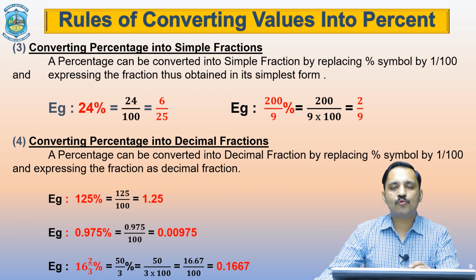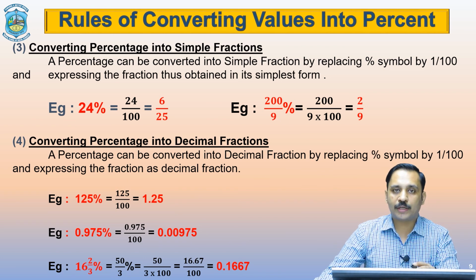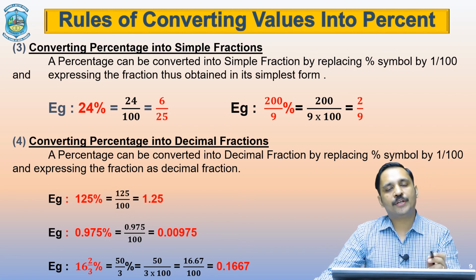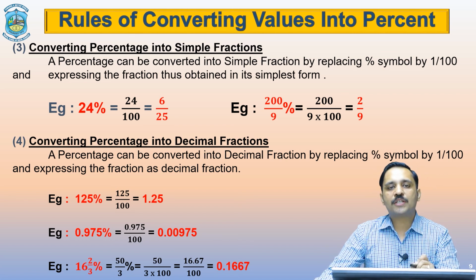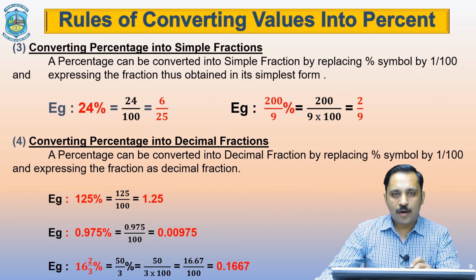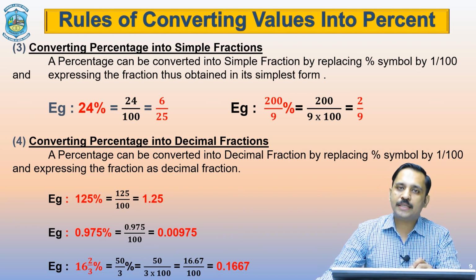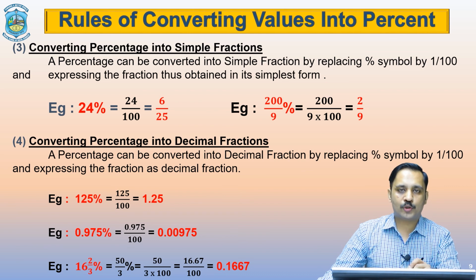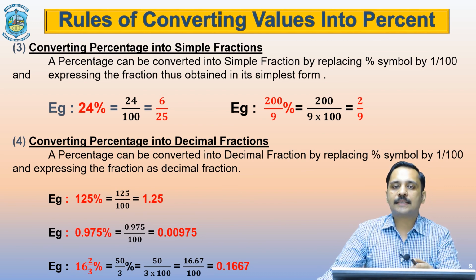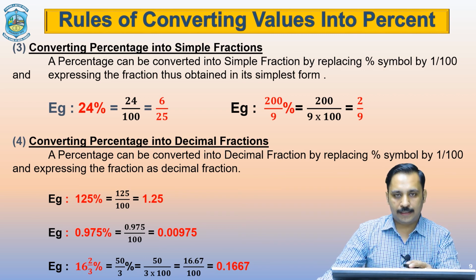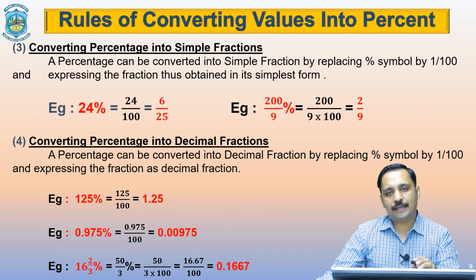We have 16 2 upon 3%. On solving this, we get 50 upon 3%. That means 16 into 3, which is 48. 48 plus 2 is 50. So this mixed fraction is first reduced into a simple fraction, which is 50 by 3%. On solving further, in place of percentage, I have used the value 1 by 100, and solving it, we get the answer as 16.67 upon 100. Again, we have to put the decimal like this, so we arrange it and have the answer as 0.1667.